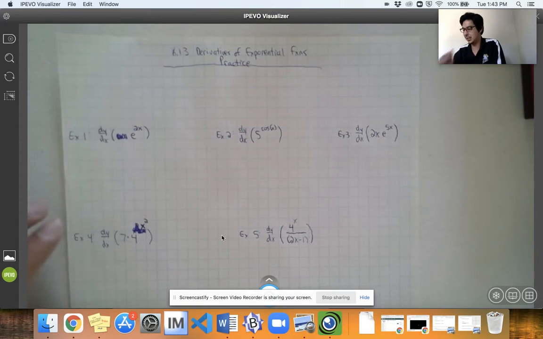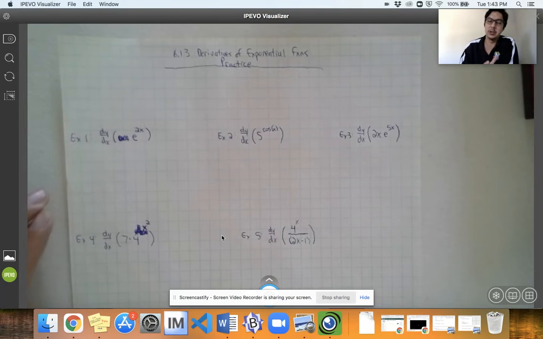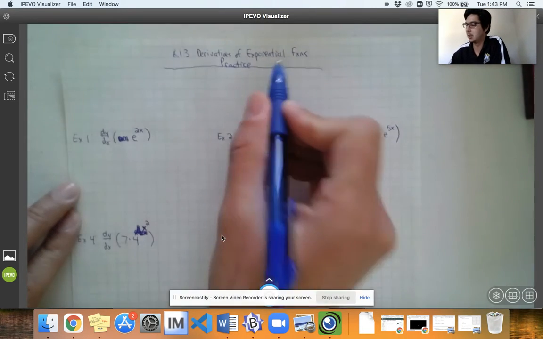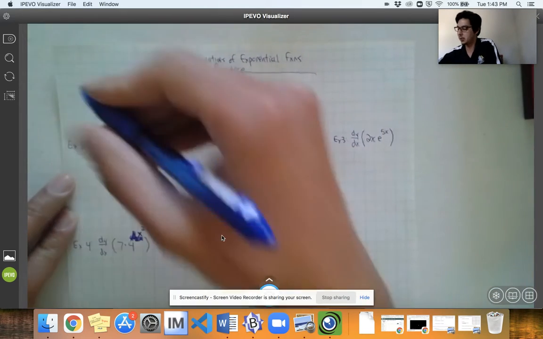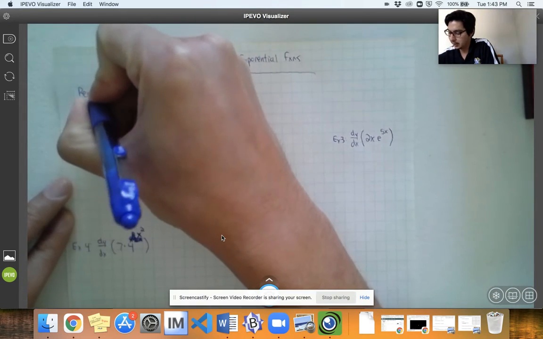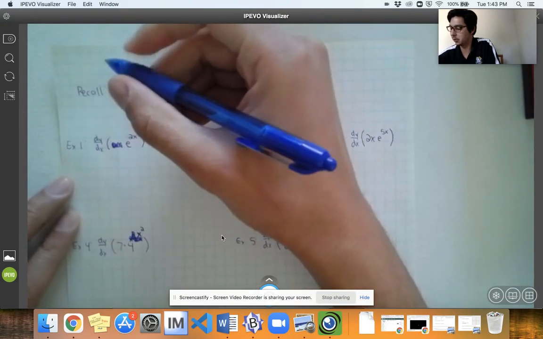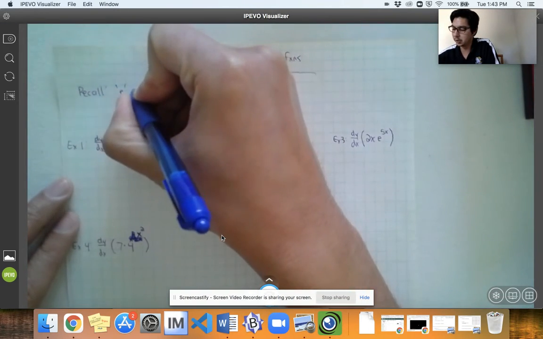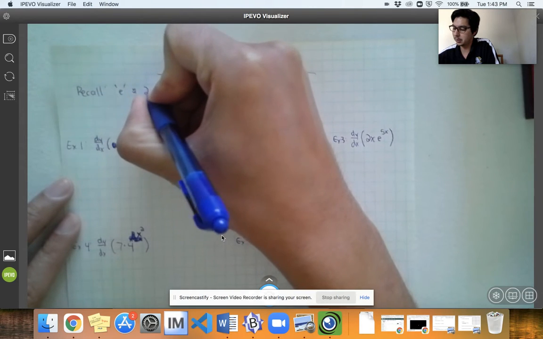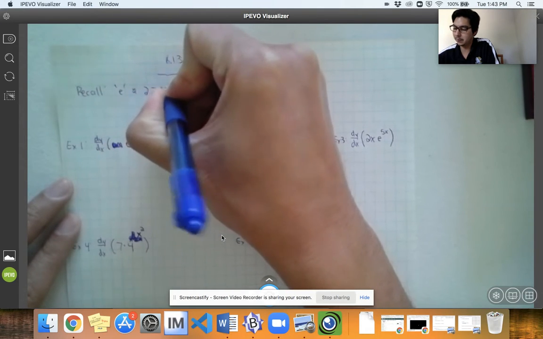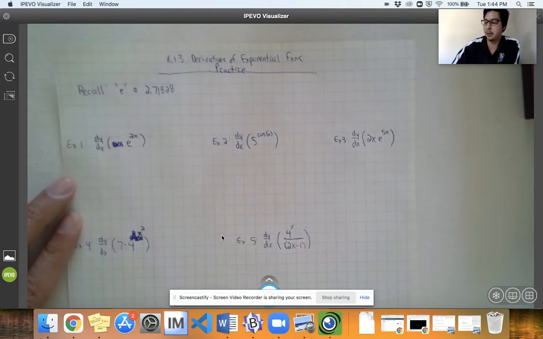So here we're at 6.13, and now this lesson is just about practicing what we have just learned, which is the derivatives of exponential functions. So a quick little recall of what we learned leading up in this chapter: we learned what e is, which again is approximately 2.71828, and it's a very special number when things get compounded continuously.